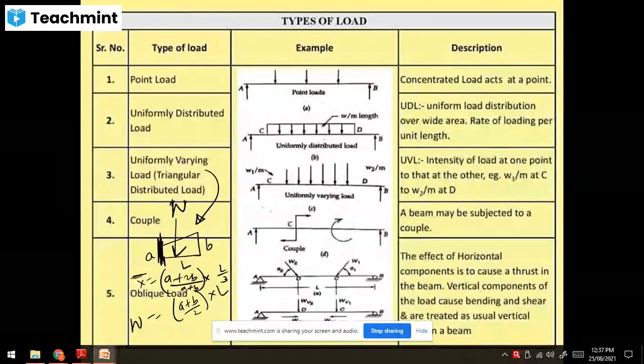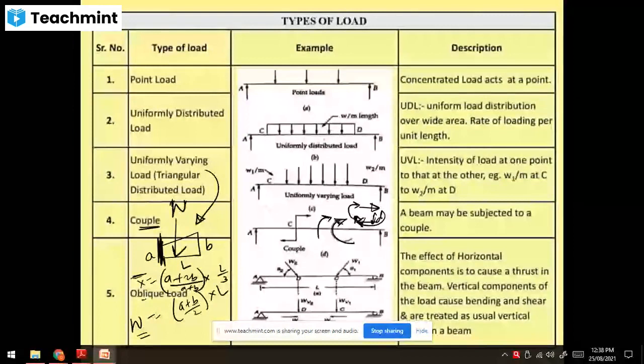Next is the couple. As you know, this is acting like this in between the span or at the end of the span. Two unequal forces are there. These are collinear forces. Okay, they are parallel forces, forming a couple. Two equal and opposite forces separated by some distance, suppose D. That will form the couple.